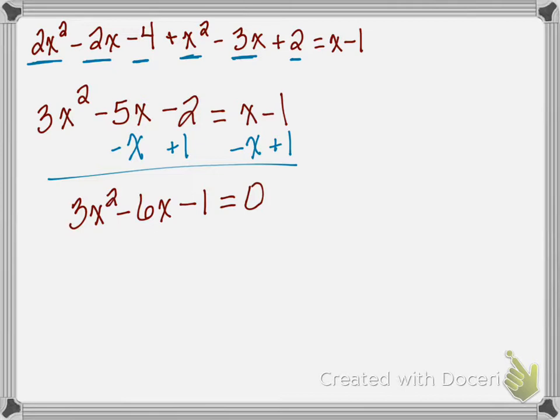Okay, my product for this would be negative 3. That's my product. My sum would be negative 6. There are no two numbers multiplied together that give me negative 3 and added together give me negative 6. So I'm going to have to use the quadratic formula.